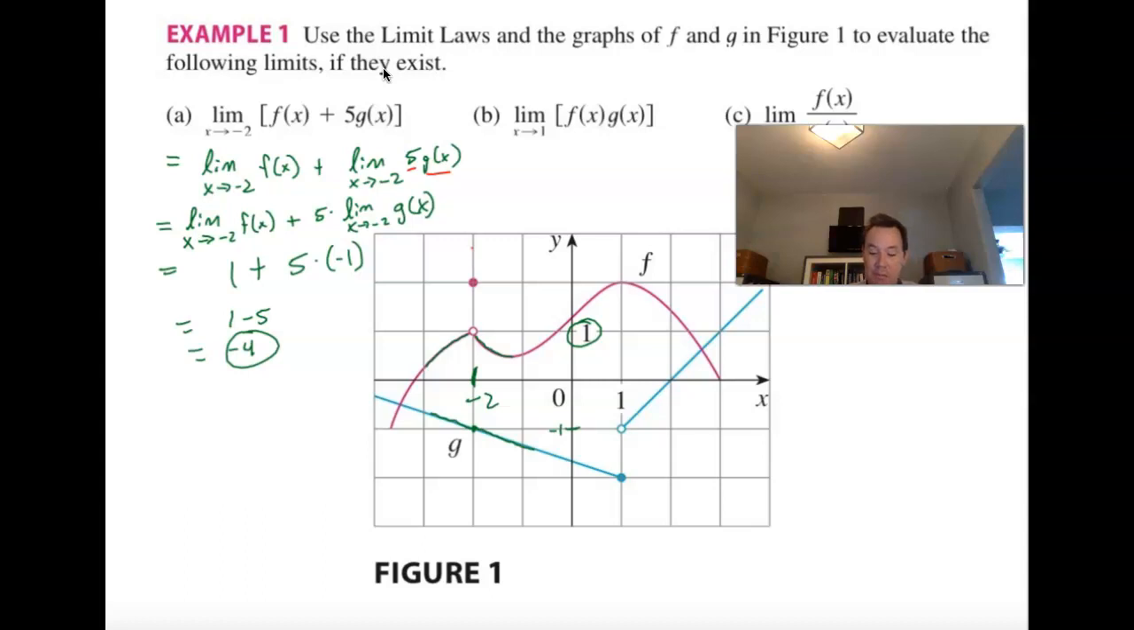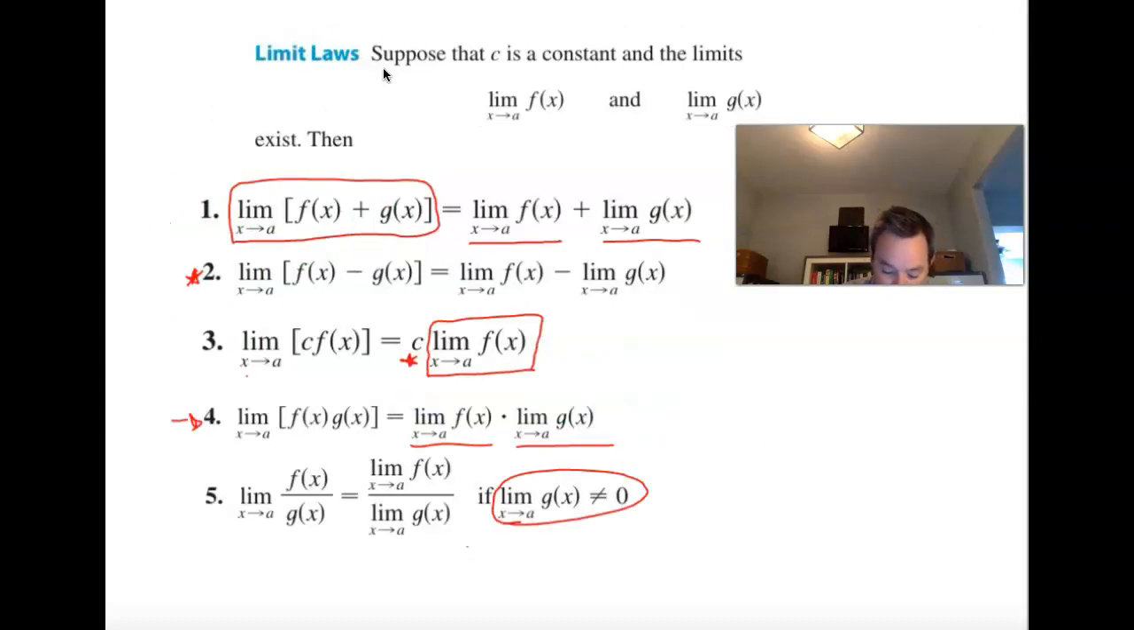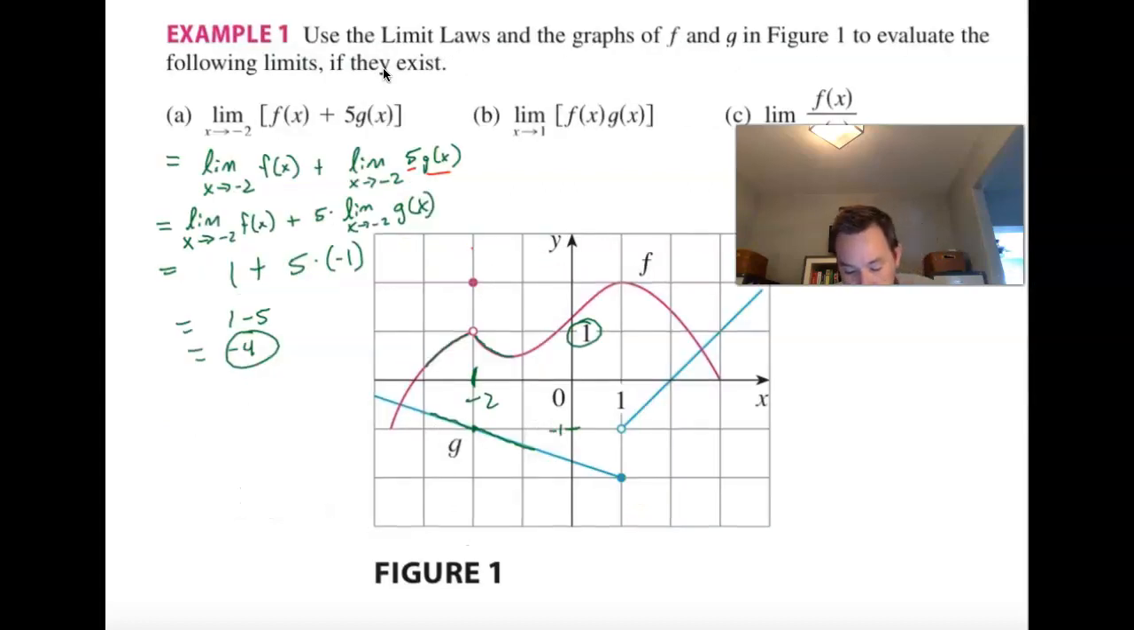All right, and that's the way we approach it. All right, let's look at part B. The limit of f times g as x approaches 1. Well, we had a limit law. I believe it was law 4 that said, oh, a limit of a product is a product of limits. So you can say this is equal to the limit of f as x approaches 1 times the limit of g as x approaches 1.